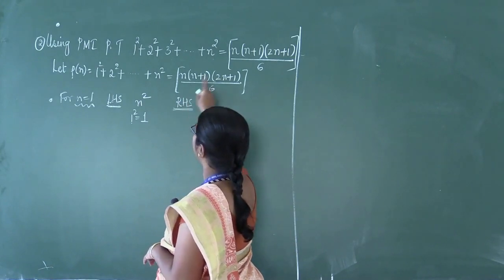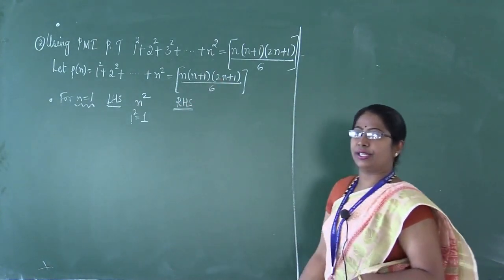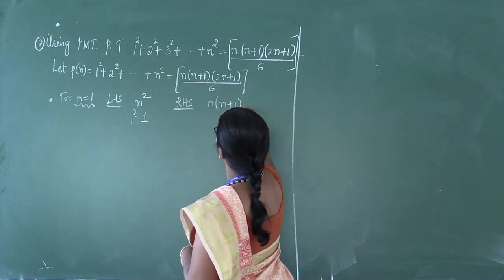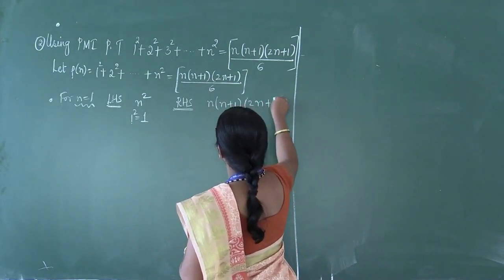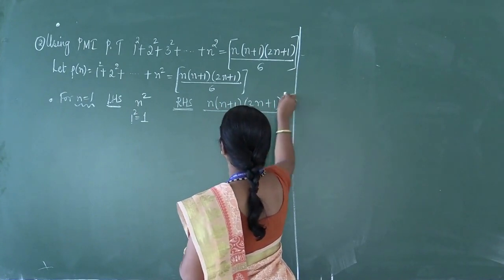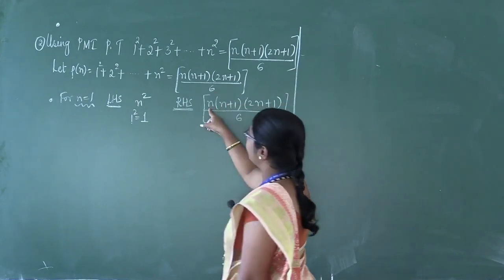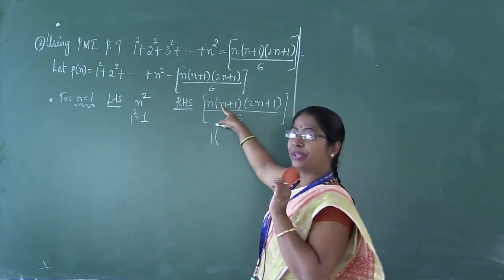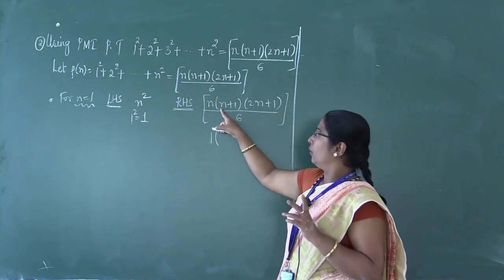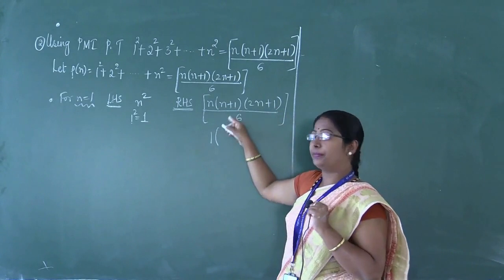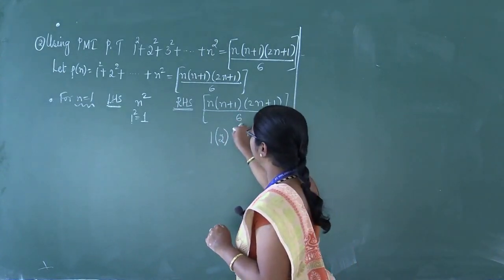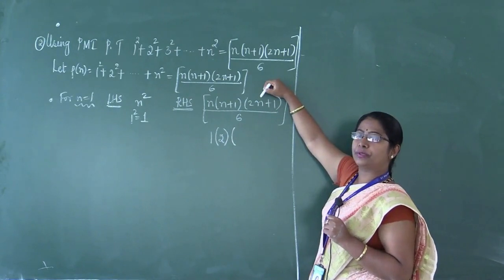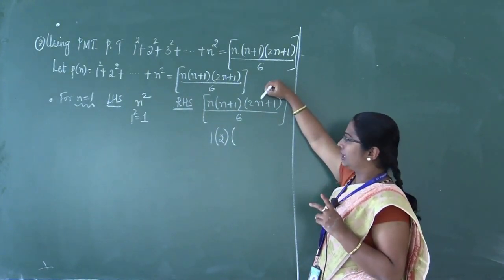We shall check for RHS now. This is the RHS part. What is in the RHS? n into n plus 1 into 2n plus 1 divided by 6. In place of n, what do you put? 1. In place of n, which value you will substitute? 1. What does 1 plus 1 sum up to? 2. Similarly, in place of n, which value you will substitute? 1. 2 into 1, 2.